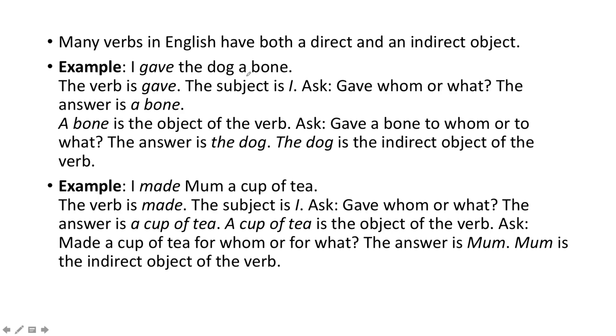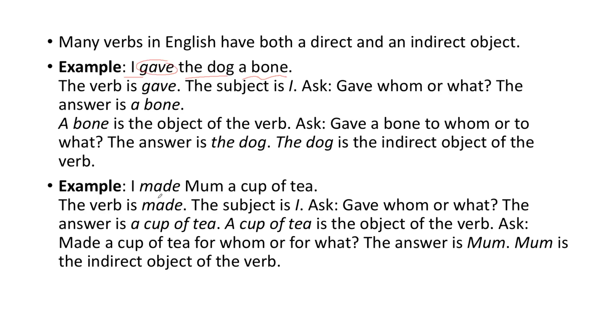If we have a look at this, we can perform the same analysis that we have in the previous sentences. The verb is gave, so we can circle that. The subject is I, we can underline that. And then we ask, gave whom or what? And the answer is a bone. So there would be a squiggly line. But we can go further. A bone is the object of the verb, and then we can ask, gave a bone to whom or to what? And the answer is the dog. Therefore, the dog is the indirect object of the verb.